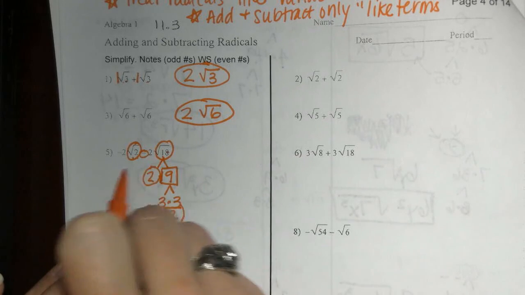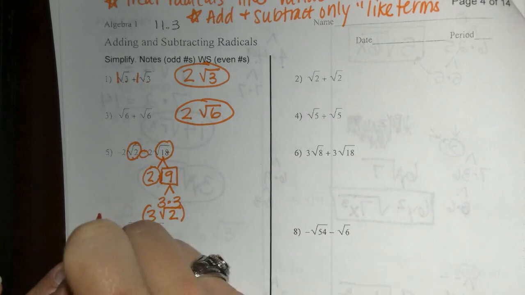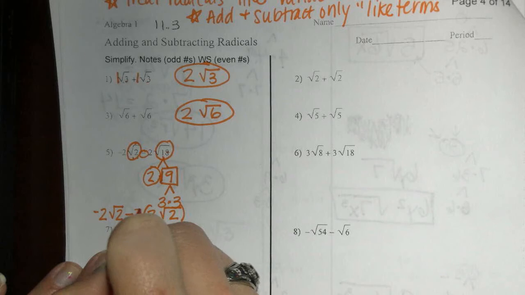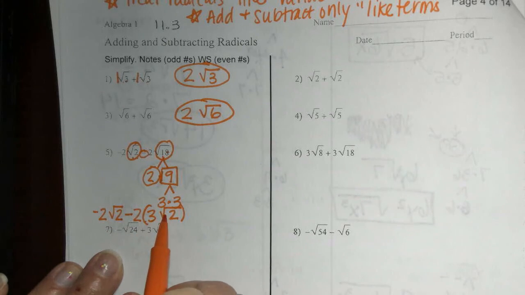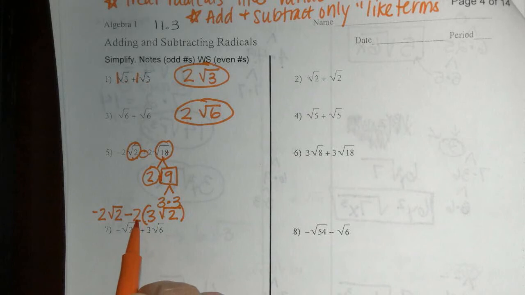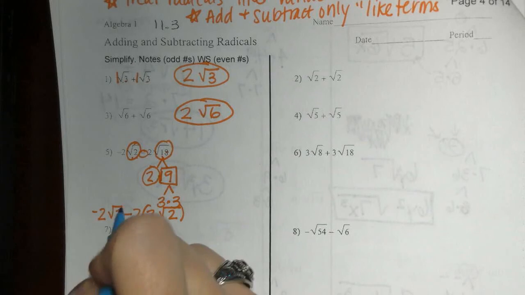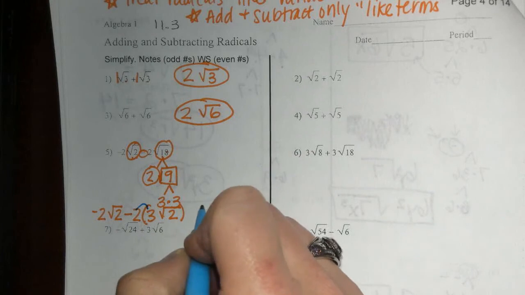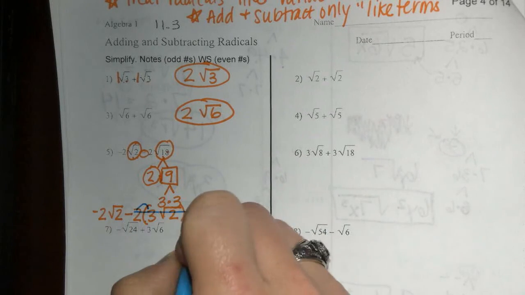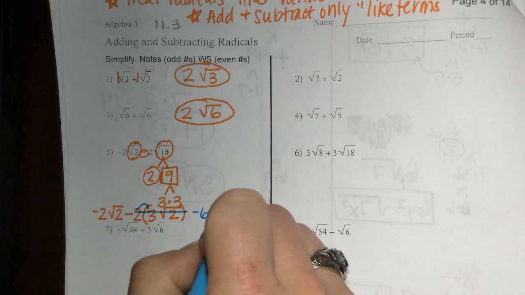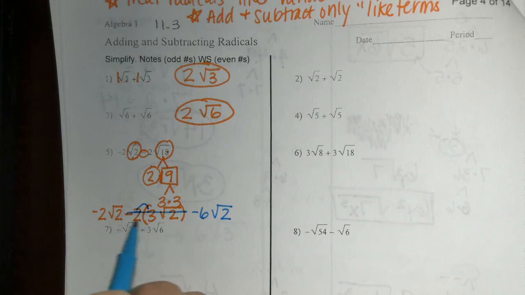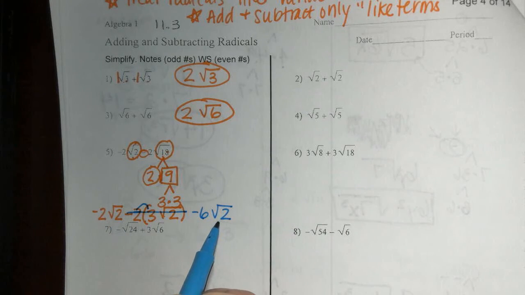Okay? And then now we can add or subtract everything else to it. So we had negative 2 square root of 2 minus 2 times 3 square root of 2. So this is the kind of confusing part here. Before we can subtract this, we do need to multiply this negative 2 times that 3. So this becomes negative 6 square root of 2. So now we have a negative 2 square root of 2 minus 6 square root of 2.